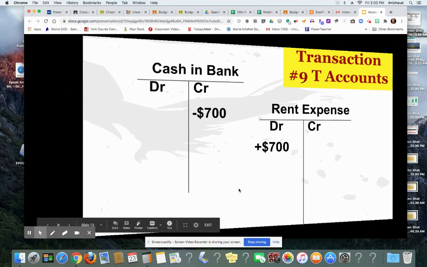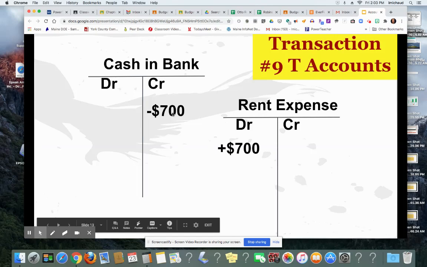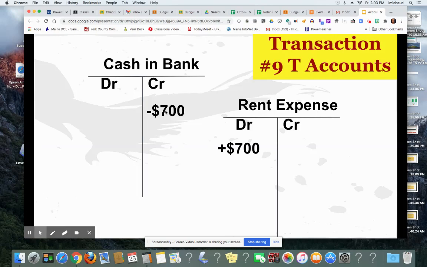So the T accounts would look like this. You have less cash in bank, so you credit it. And then you've paid $700 of a rent expense, which is $700 more than you paid before, right? So that's the way to think about that. Let's continue analyzing transactions.